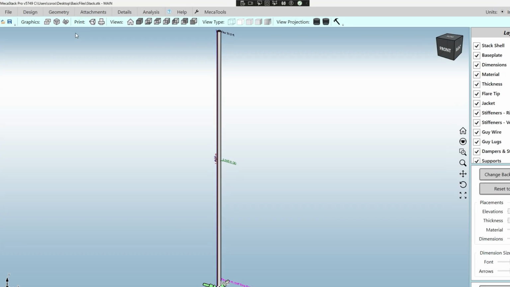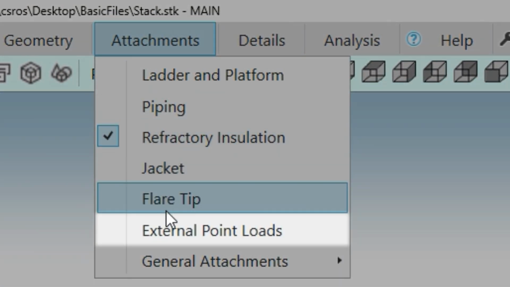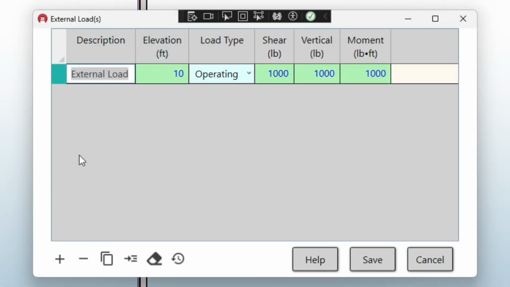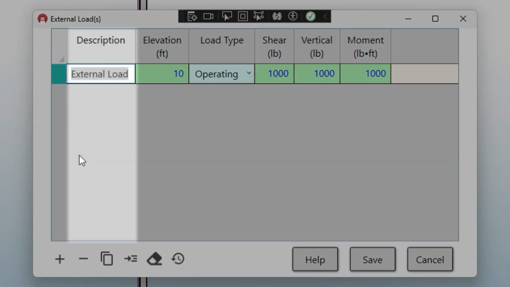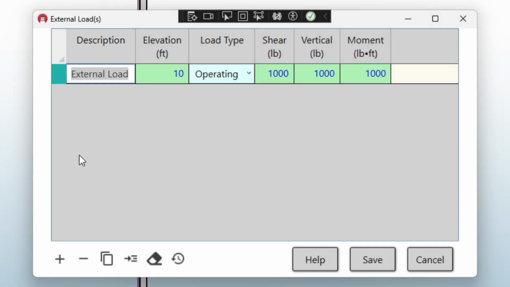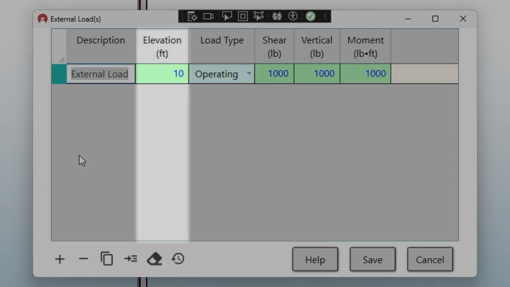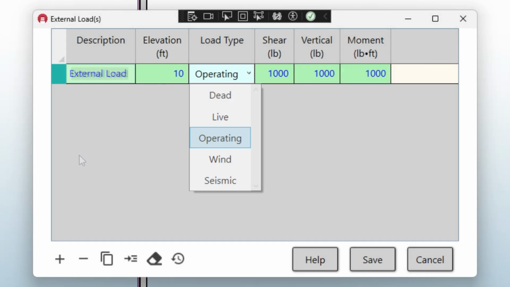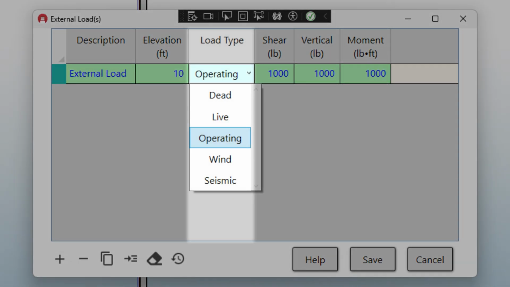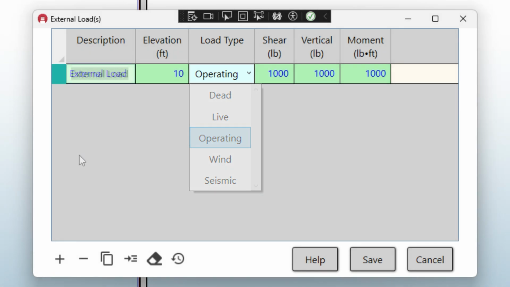External loads can be found by going to Attachments and then External Point Loads. First, enter a description which will describe the point load and help provide clarity when it is included in the output. The elevation represents the elevation on the stack where the loads are being applied. It is assumed that the loads are acting on the center line of the stack at the elevation which you specify. Select the load type, which indicates the primary load classification for this load, so that it is known how to handle it in load combinations used for the analysis.